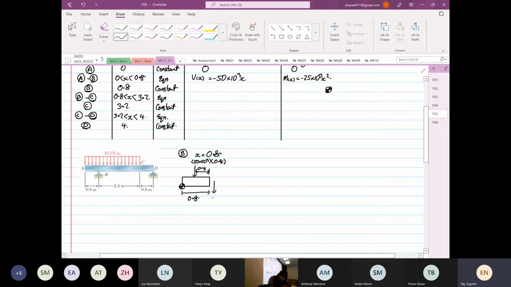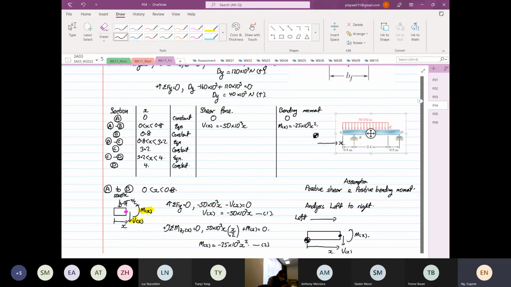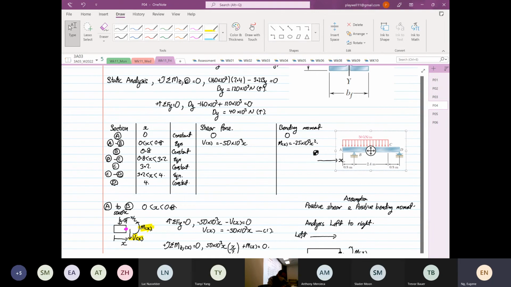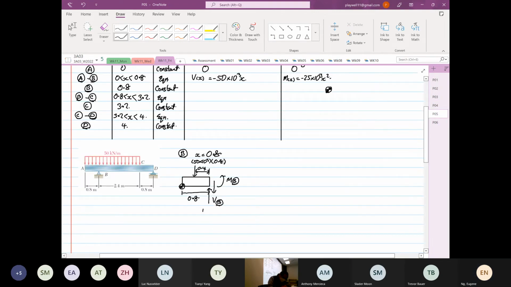We're going to assume V at point B is coming down. The moment at point B is going in this direction. But at point B, something happened. Okay. You have a force, right, going up here. Right. You have a force going up there, which is the reaction. Okay. So the reaction is what? At point B, we have a reaction of 120, okay, 120 times 10 to the power 3. Okay. We have a reaction at the point.